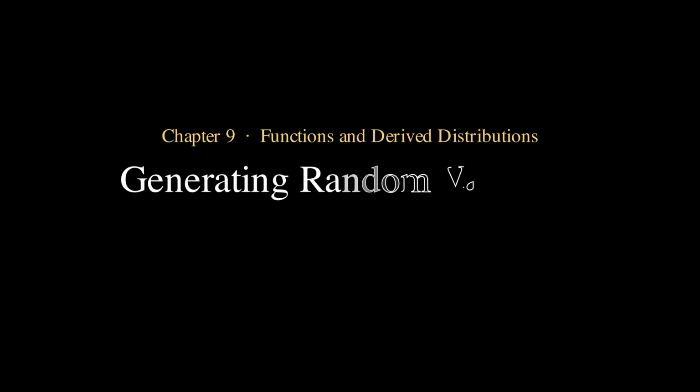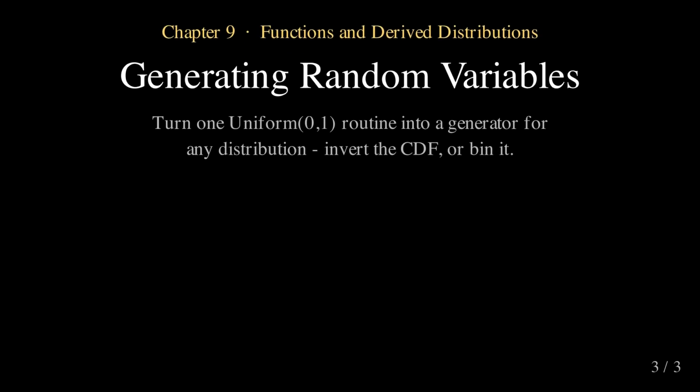Our newest tool is the change of variables formula. Pass a continuous random variable through a smooth monotone function, and the density transforms by the slope. This video points that formula at one special function, the CDF itself, and theory becomes an algorithm.